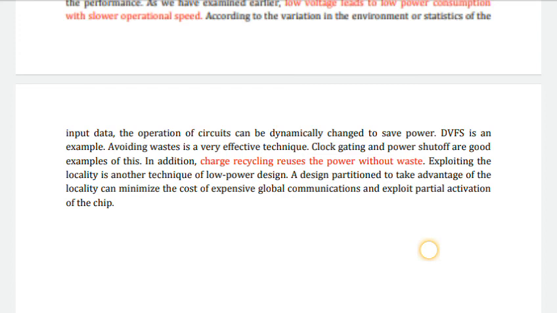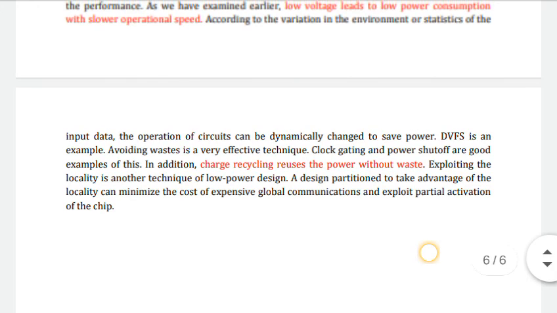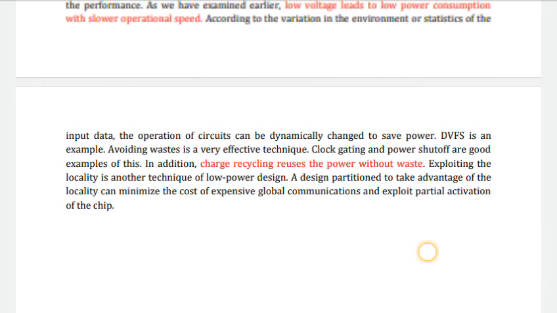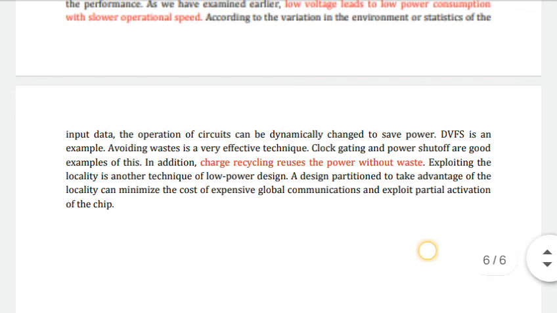Exploiting locality is another low power technique. A design partition that takes advantage of locality can minimize the cost of expensive global communication and exploit the partial activation of the chip. So charge recycling reuses the power without waste. Okay, so mainly clock gating and power shutoff are good examples of this.